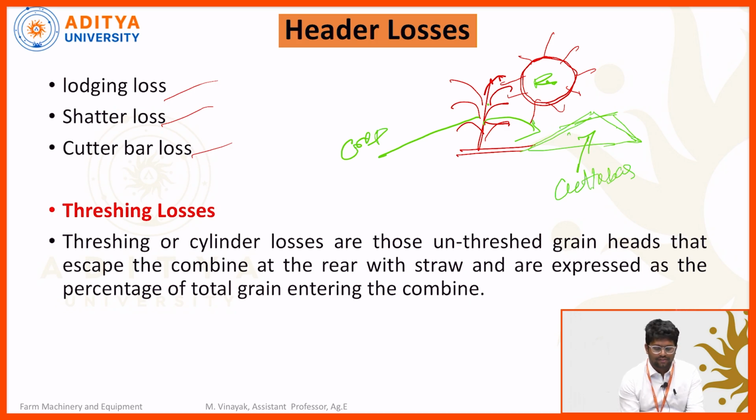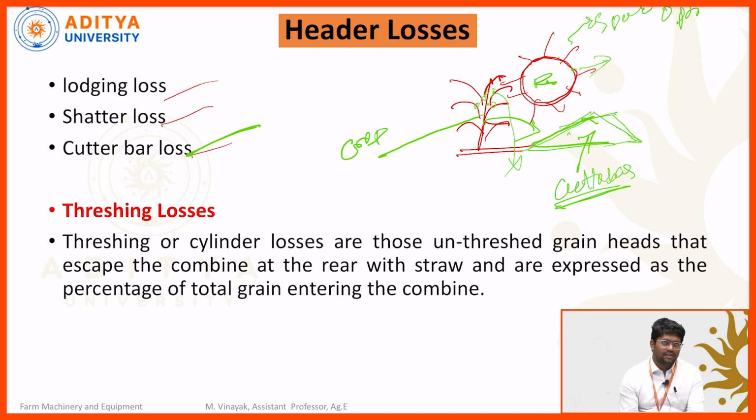Next one is the shatter loss. This reel needs to operate at optimum speed. If we increase the speed of this reel, what will happen due to the overspeed? Whatever grain is present on the plant material will fall on the ground surface due to the high speed of the reel. That comes under shatter loss. Coming to the cutter bar loss, some of the crop material is not harvested by the cutter bar. It may be a worn out knife section, or there may be some other reasons. That comes under cutter bar losses.